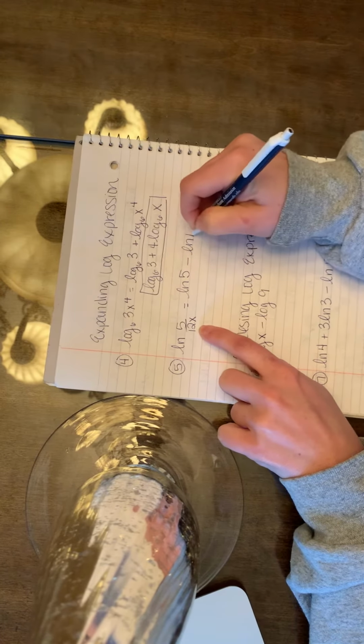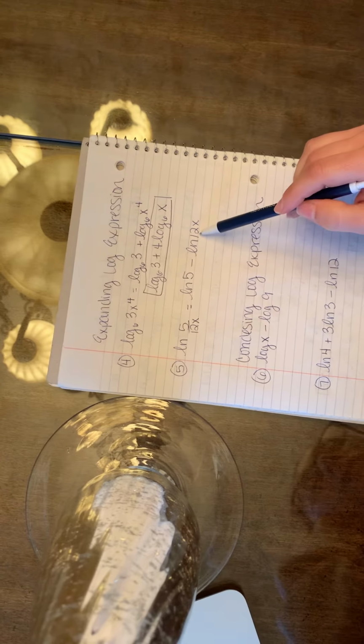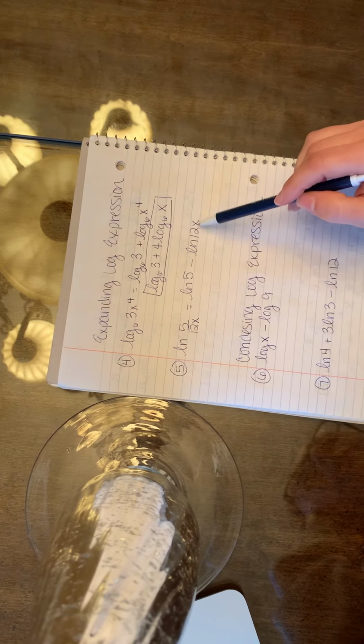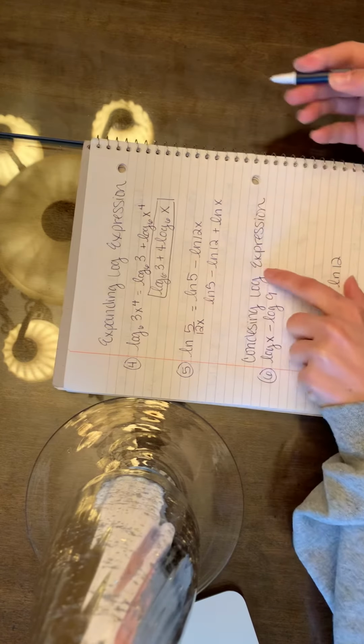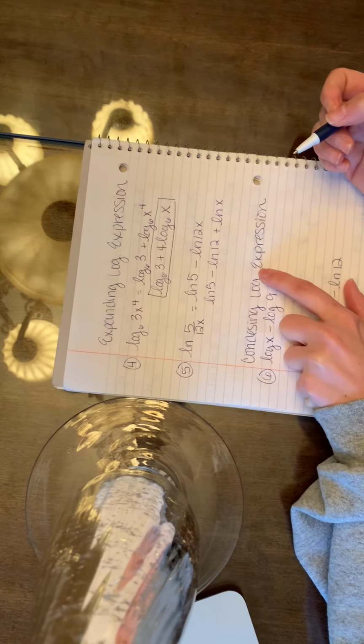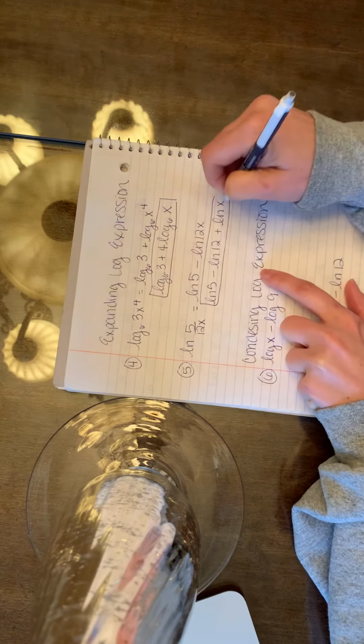It looks like we would be done, but technically we're not. We can break this ln 12x down. What's the relationship between 12 and x? Multiplication. So what's the rule for multiplication? Addition. So now we have ln 5, that's done, minus, ln 12 plus ln x. Plus comes from the multiplication. Can I do anything else with that? Nope. So that's your final answer. Done.